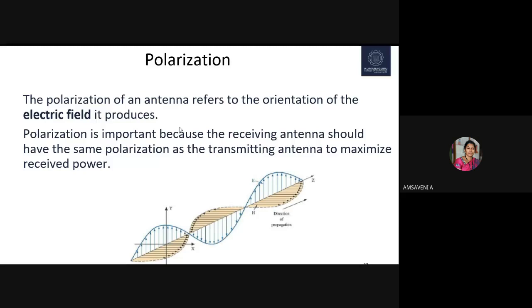The orientation of the antenna also decides the polarization. Suppose you install an antenna vertically with respect to ground, it will produce vertically polarized waves. That is, the EM wave will consist of an electric field vector which is perpendicular to the plane surface. This polarization is very important, because the receiving antenna should have the same polarization as that of your transmitting antenna. Then only can we receive maximum power at the receiver. Here E is vertical, so this particular EM wave is produced by a vertically polarized antenna.